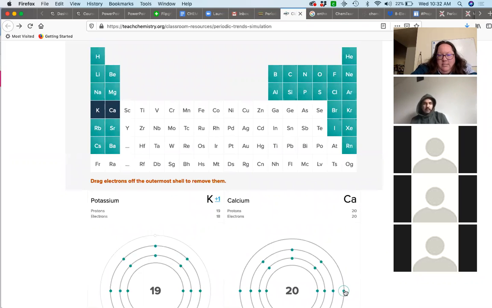If I take an electron away from calcium, that's calcium +1, but I actually need to remove a second electron because calcium forms a +2. So in order for calcium to become like argon in terms of its electron configuration, I have to remove 2 electrons to be able to see that. So I want you to take about 5 minutes and explore this simulation. And while you're doing that, I'm going to get my power cord so that we don't lose power.